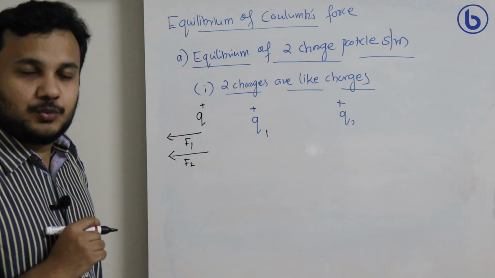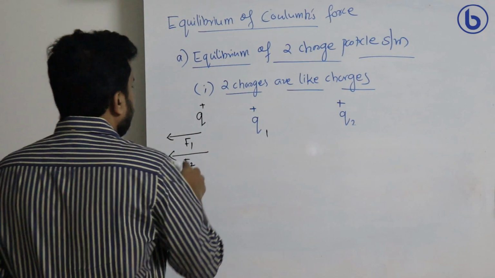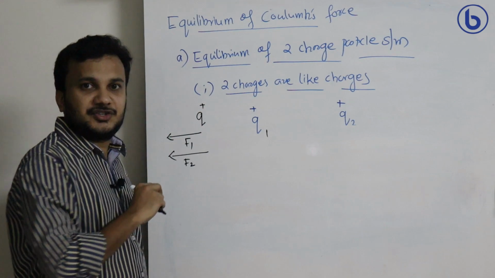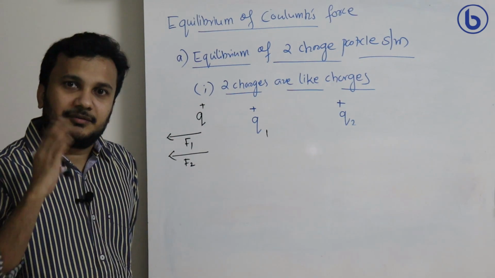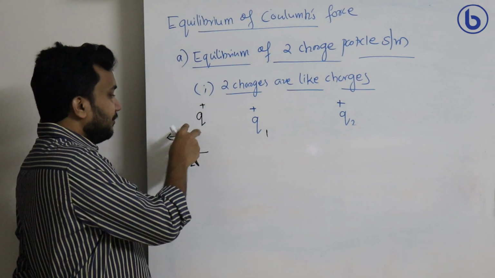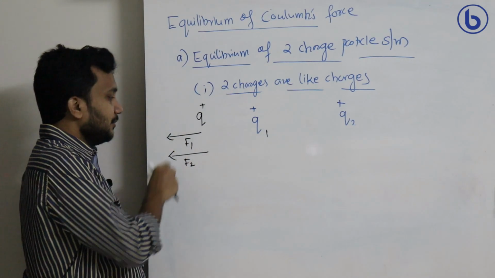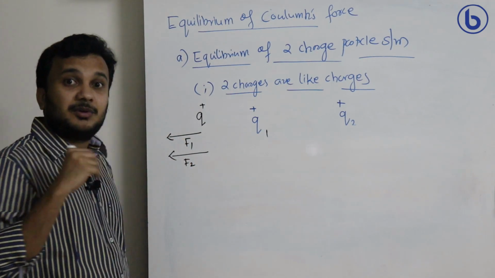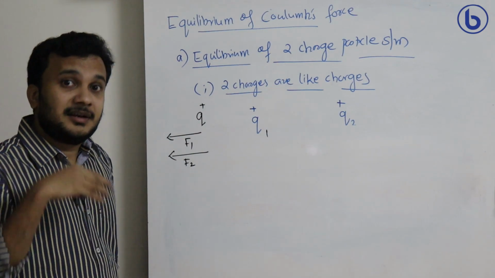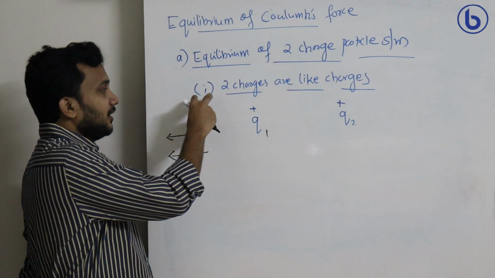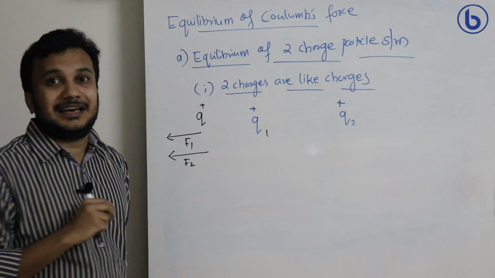We have learned the superposition principle. If two forces are acting in the same direction, we can simply add them. So adding the total force on the system, F1 plus F2, there will be a total force. Because of that total force, the charge Q will move towards the left side.